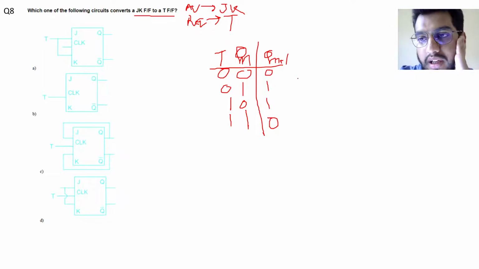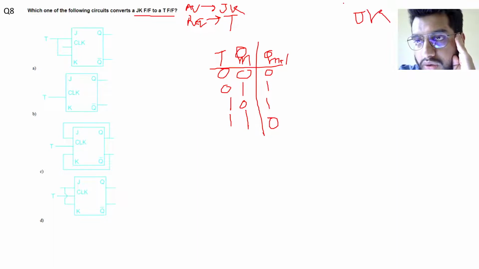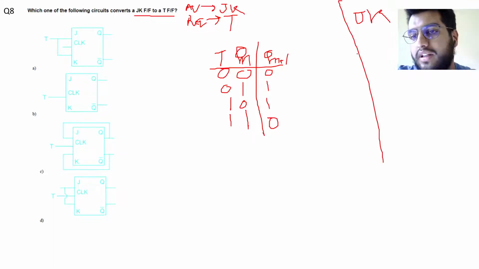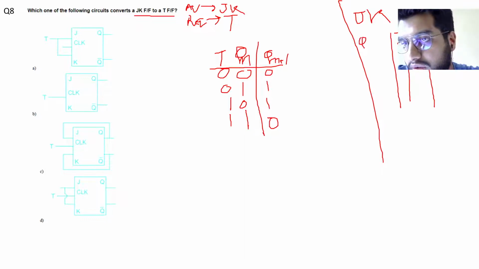Now we need to make the excitation table of the available flip flop. So we will have to make the excitation table of the JK flip flop. These things, the excitation table, characteristic table, and truth table, try to learn them properly so that you will be able to recollect them easily. So this is my JK, this is my Q and this is my Qn plus 1.